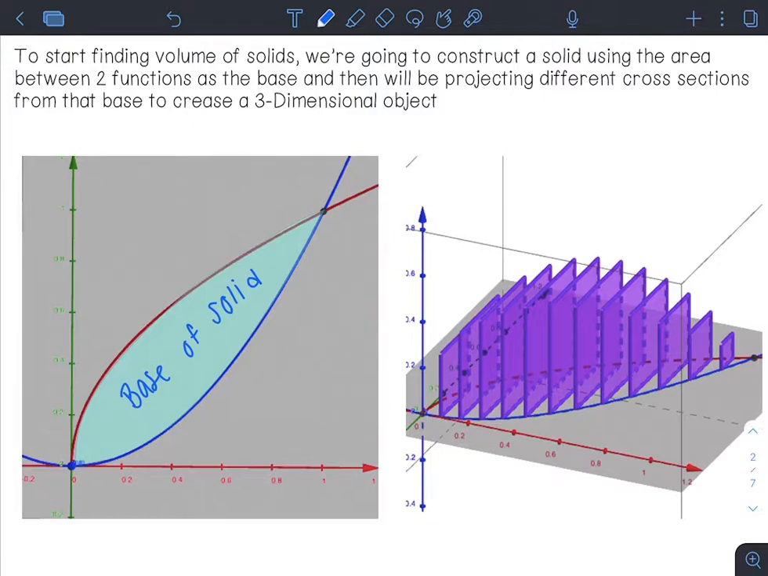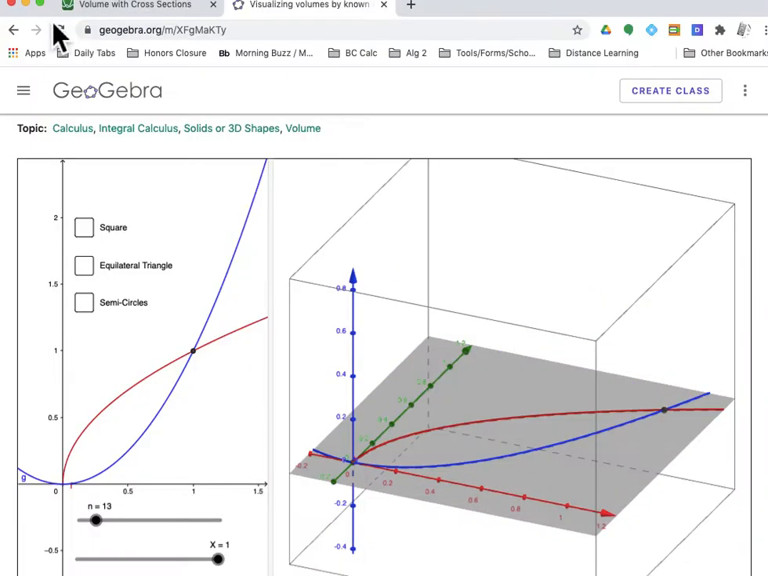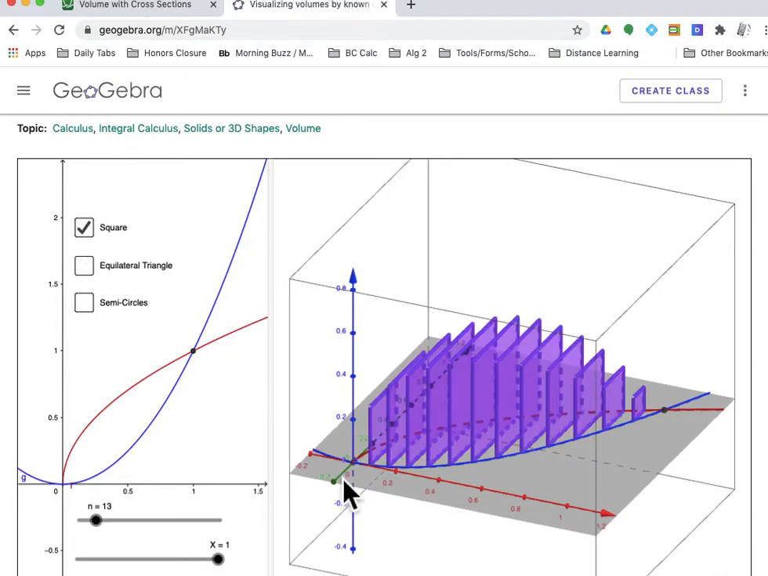And so then what we're going to do is we're going to be projecting different cross-sections, so different shapes, out of that base in order to create a three-dimensional object, which I have one picture there on the right, so that's using squares. And I'm just going to quickly pop into this. So this is that same applet that I have a picture of there.